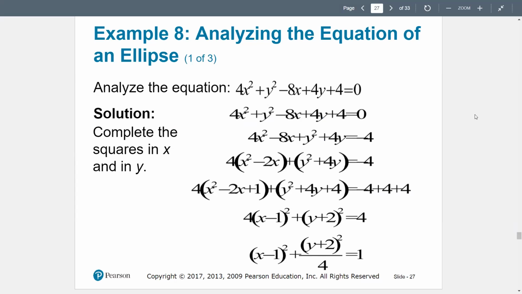Let's look at what I believe will be our last example. We want to analyze the equation of an ellipse. Okay. Somebody walk me through what they're doing.